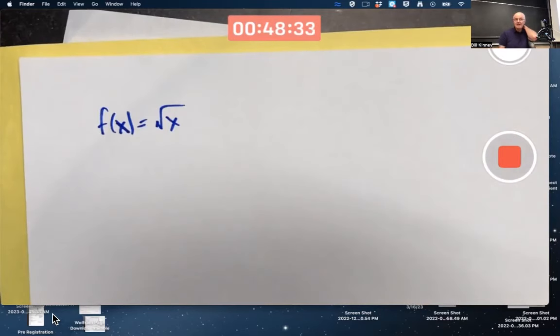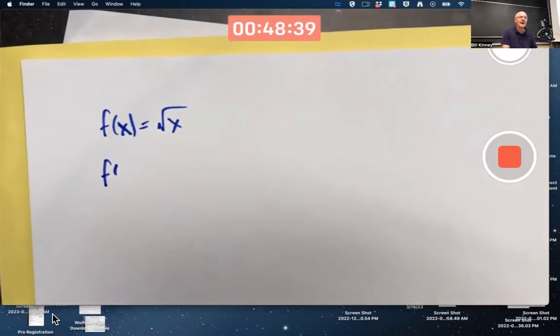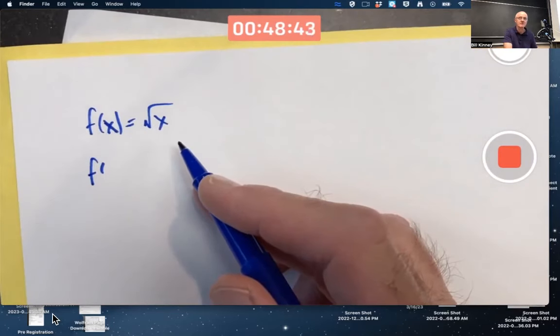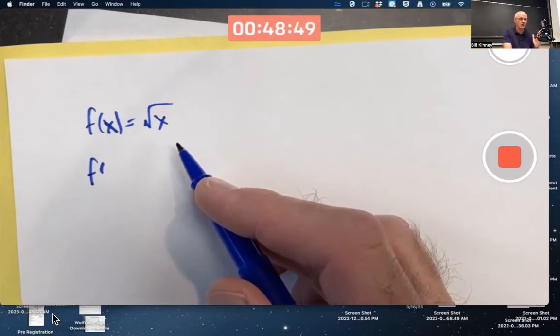So my function now is the square root of x. I'd like to find the derivative of this function at some number in the domain of this function. The domain of this is all x greater than or equal to 0 for our class because we're not allowing imaginary numbers in our class.